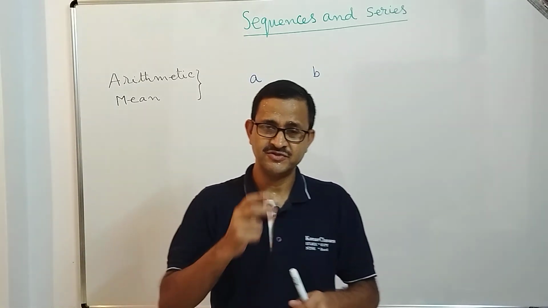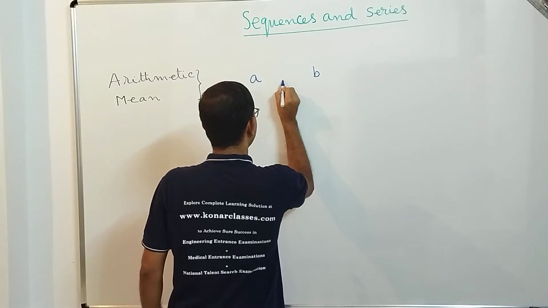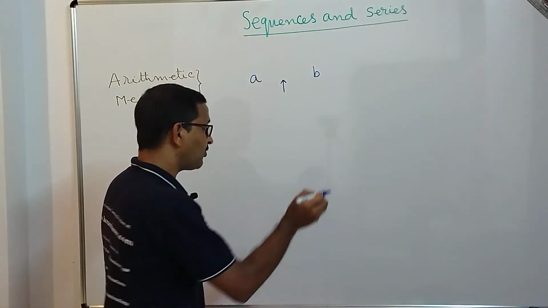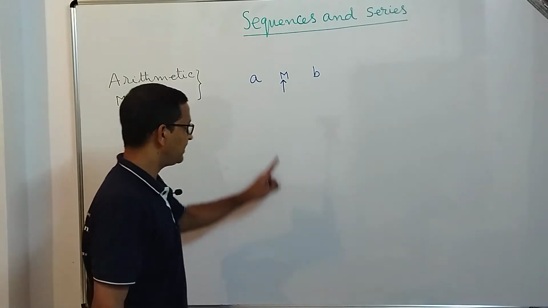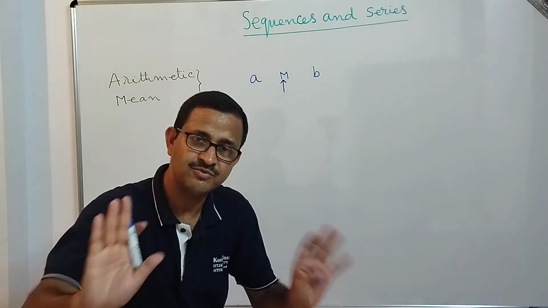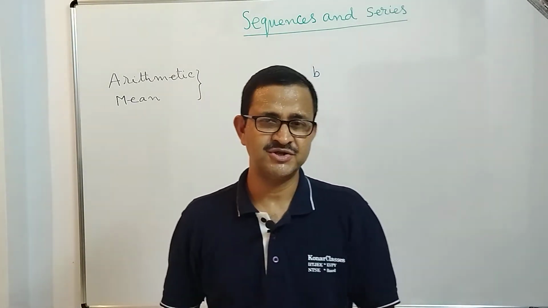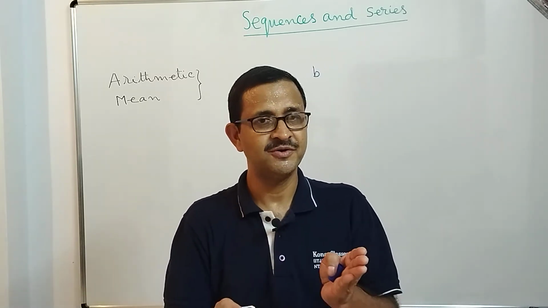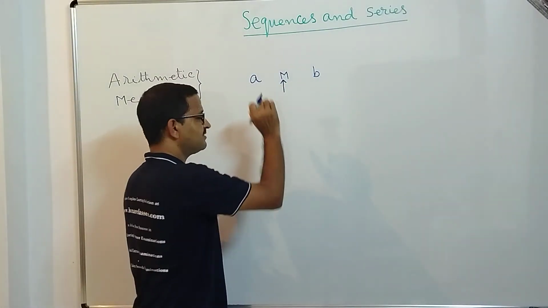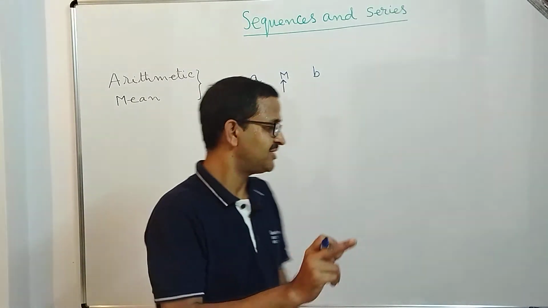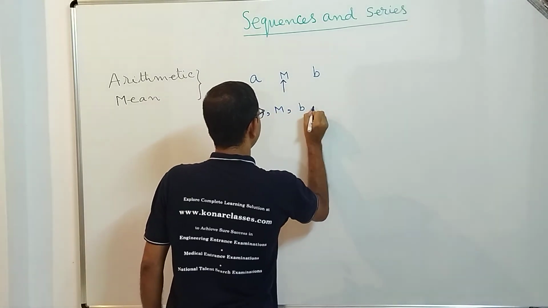Now, if we have just these two numbers A and B, the point is, can we insert a number between A and B such that when we consider that third number, suppose here we write a number called M, then A, M and B are in arithmetic progression? Let me repeat once more. We have two numbers A and B. Can we insert a number which is greater than A and less than B, in between A and B, such that the three numbers A, M, B are in AP?